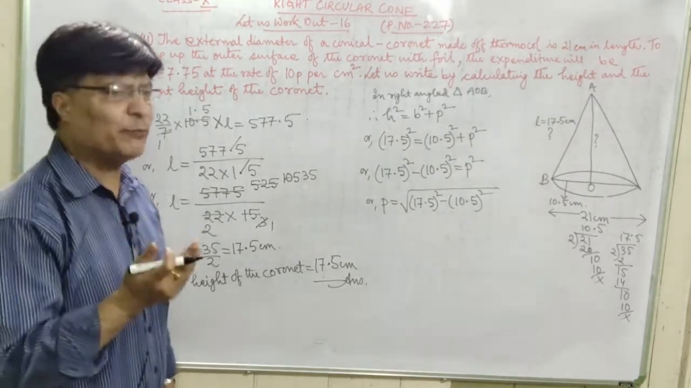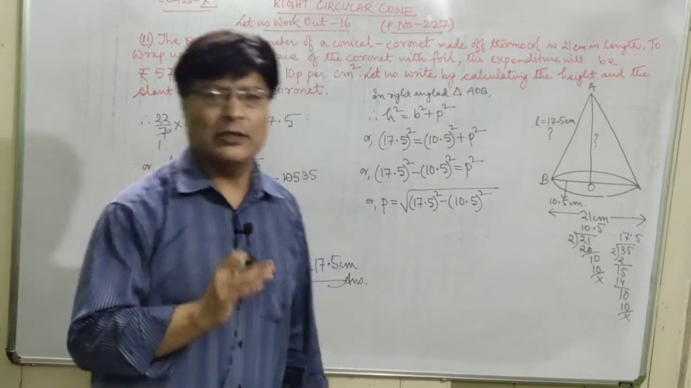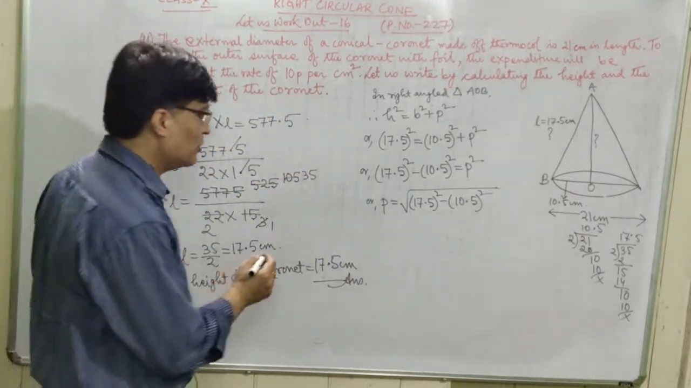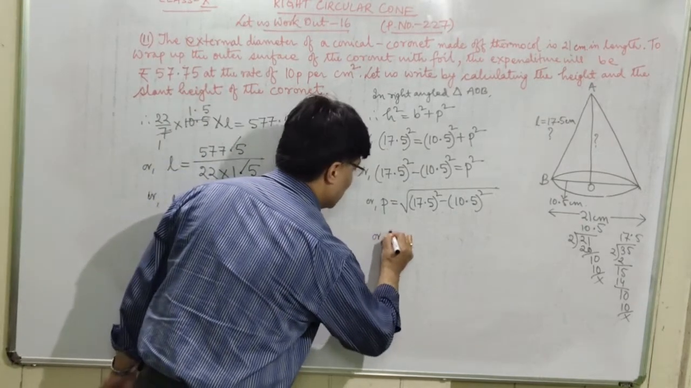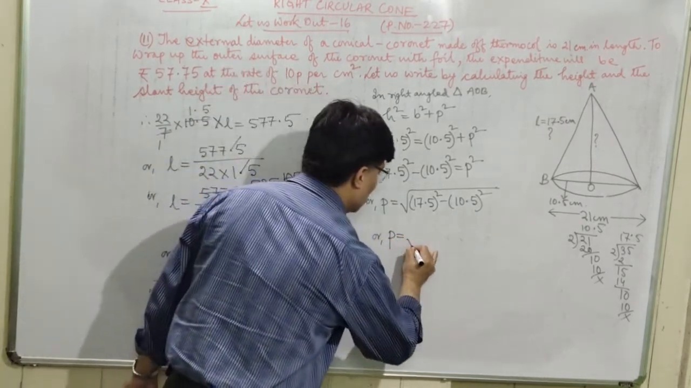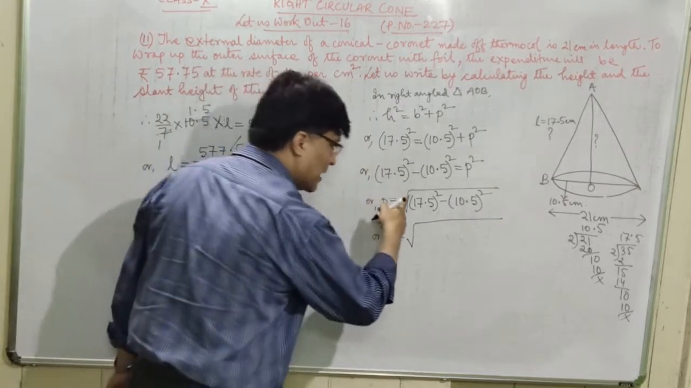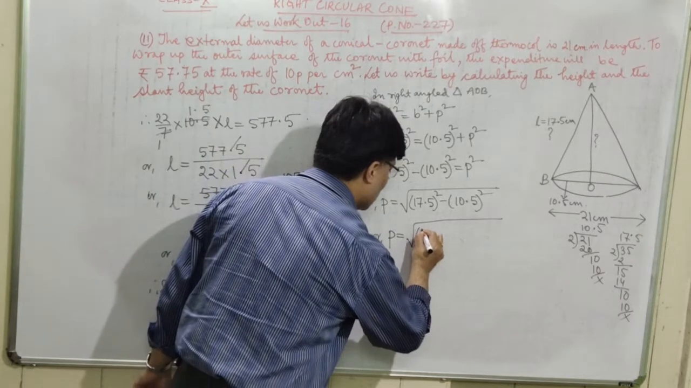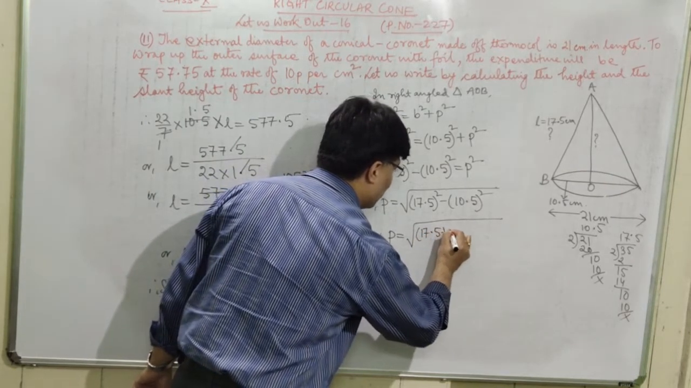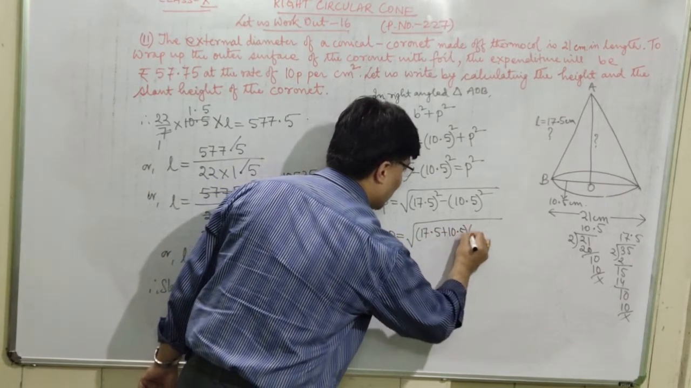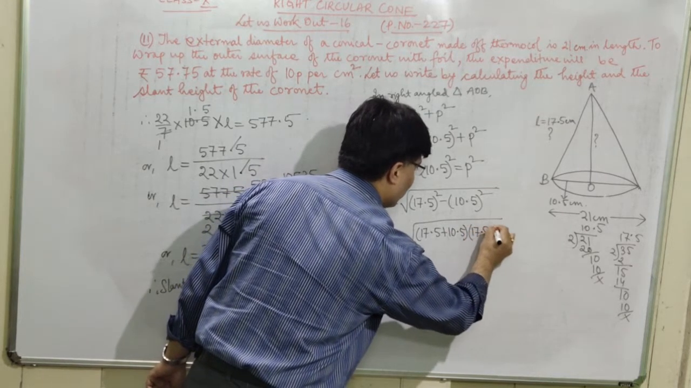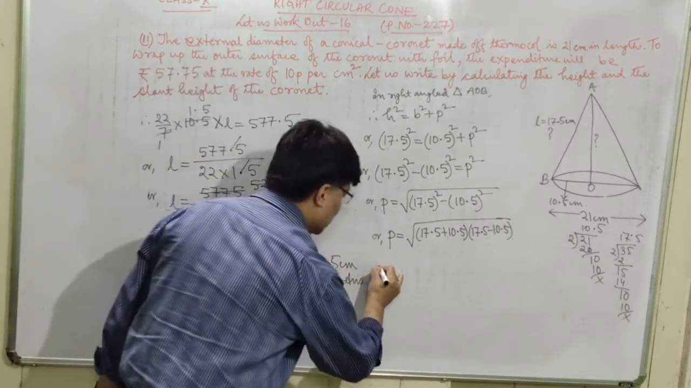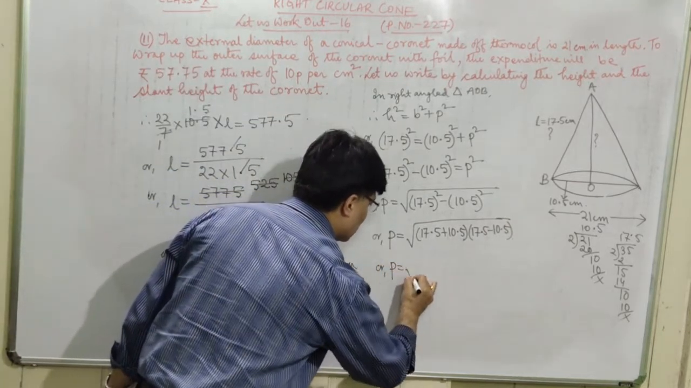Don't simplify this 17.5 whole square, don't multiply them. Use the formula of a square minus b square, that is a plus b into a minus b. So p is equal to root over a square minus b square. You know what the formula is? A plus b into a minus b, that is 17.5 plus 10.5, 17.5 minus 10.5.